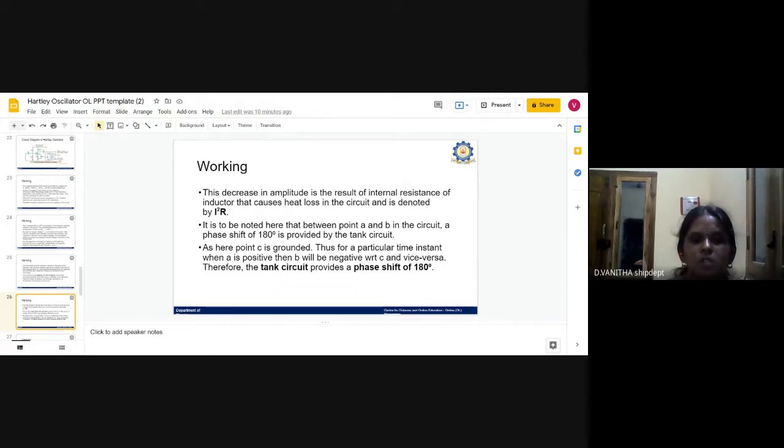It is noted that between points A and B in the circuit, a phase shift of 180 degrees is provided by the tank circuit. As point C is grounded, at the particular time instant when A is positive, B will be negative with respect to C, so the tank circuit provides a phase shift of 180 degrees.